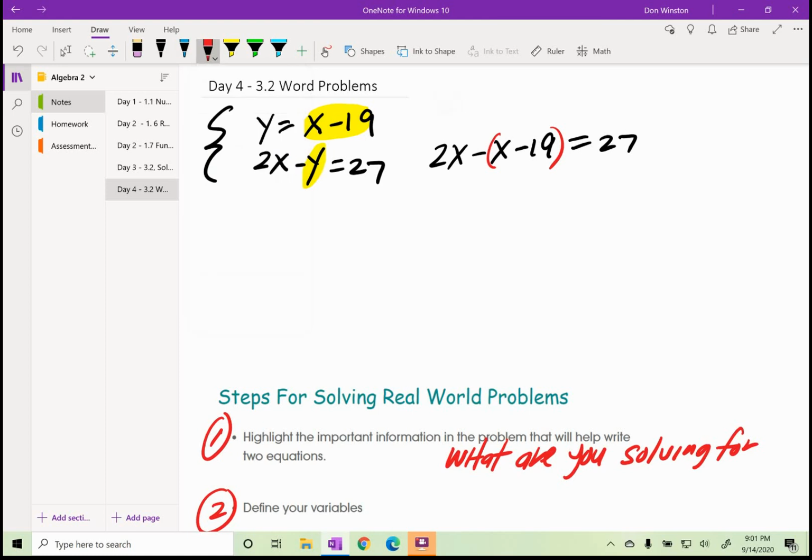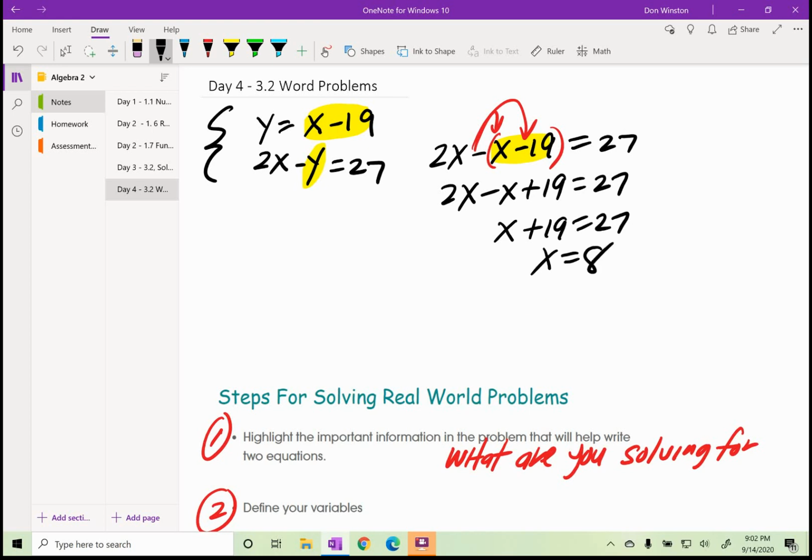And then the other thing that they'll do, so maybe they'll do that right, but then they forget that you have to distribute the negative to both the positive x and the negative 19. So here, I would have 2x minus x plus 19 equals 27. And so I would have x plus 19 equals 27. x is equal to 8.